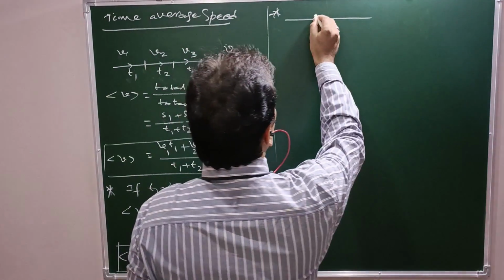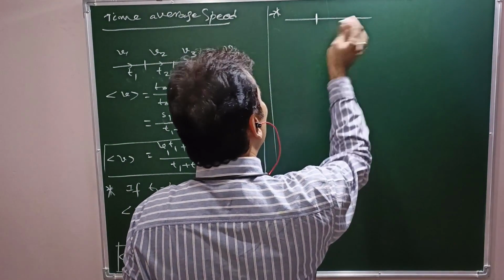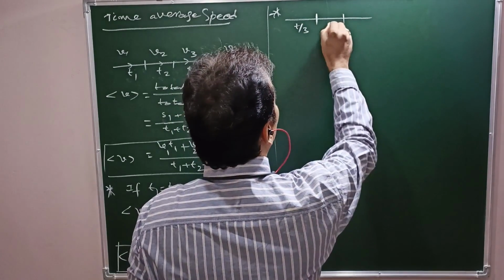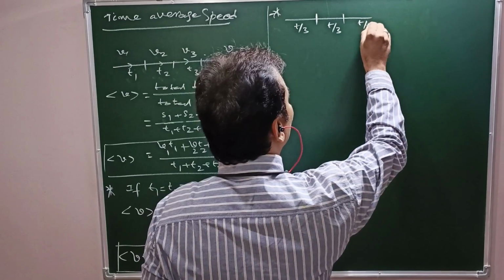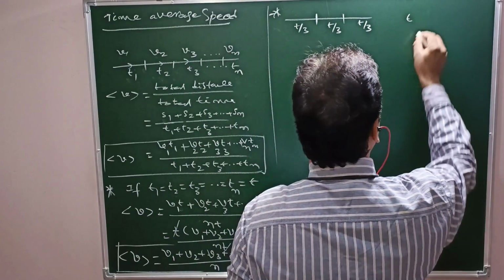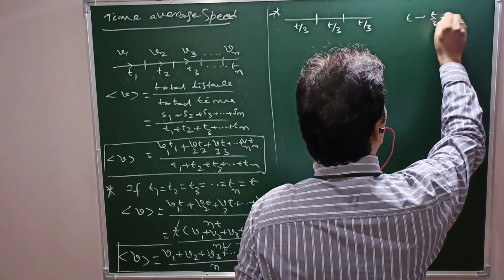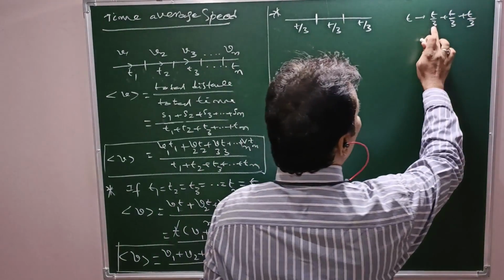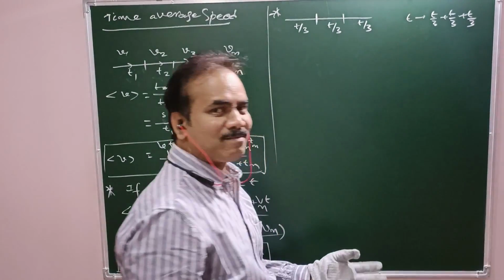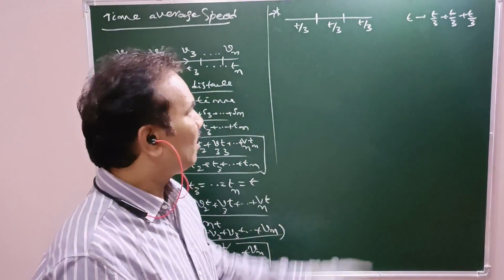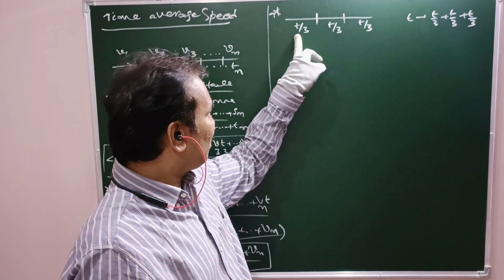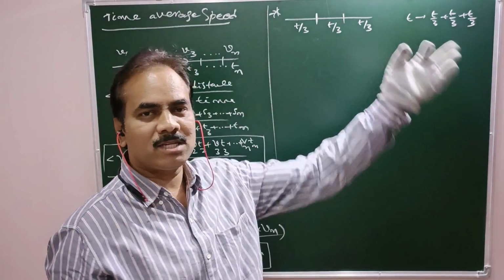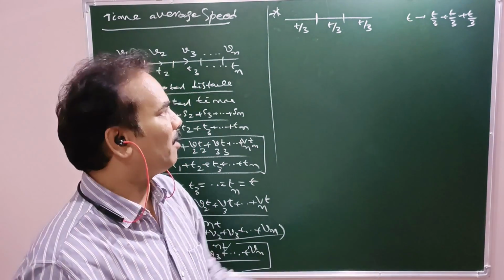Now here, see, the total time of journey is divided into three segments: t by 3, t by 3, t by 3. So the total time of journey is t by 3 plus t by 3 plus t by 3, that is 3 times t by 3, that is t. So each equal interval is t by 3. If we sum t by 3 plus t by 3 plus t by 3, that is the total time of journey.